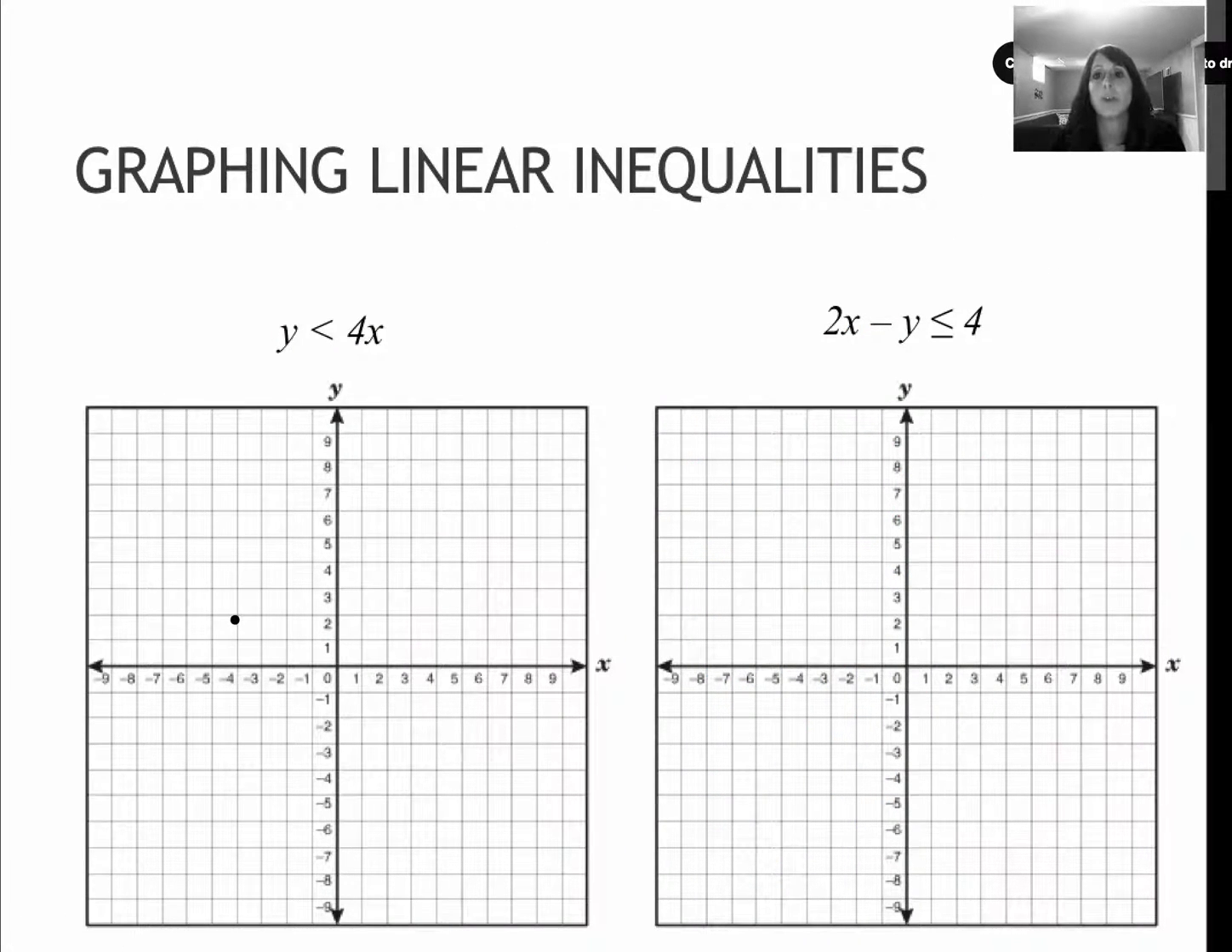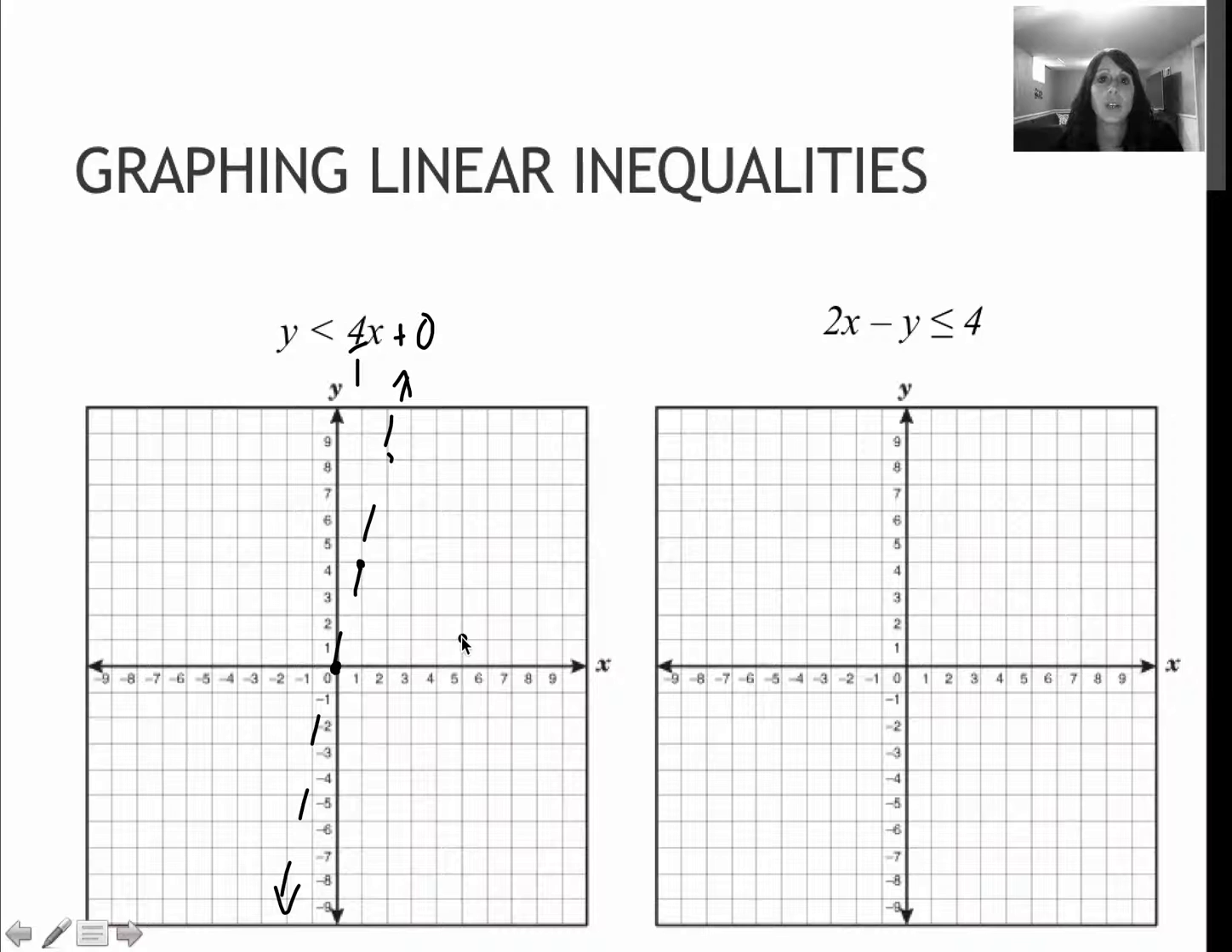So here are a couple for us to try together, and then you'll have a couple to try on your own. This first one is in slope-intercept form with a b value of 0. So I would start at 0 and use my slope of 4 to go up 4 units over 1 as many times as I need to. And I'm going to connect the dots with a dotted line because there's no "or equal to."